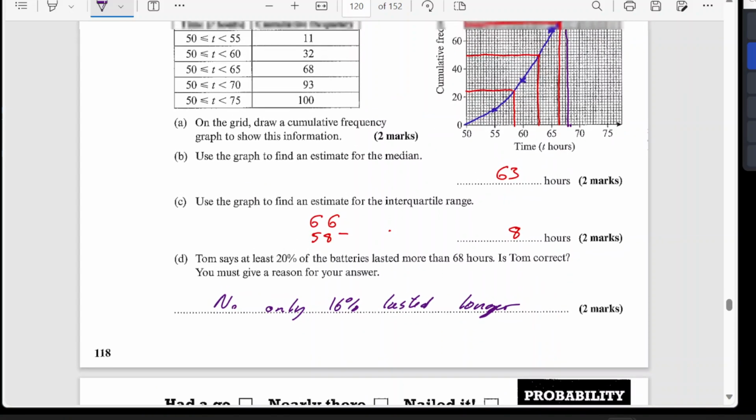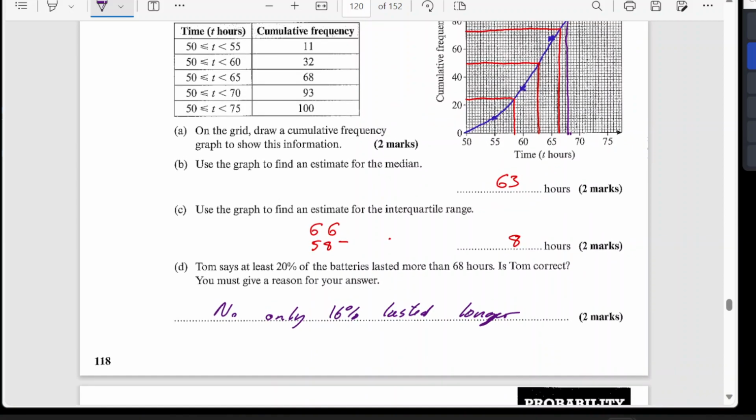Okay, and that brings us to the end of that section. So again, that was section 118 from the higher tier revision workbook from Edexcel.